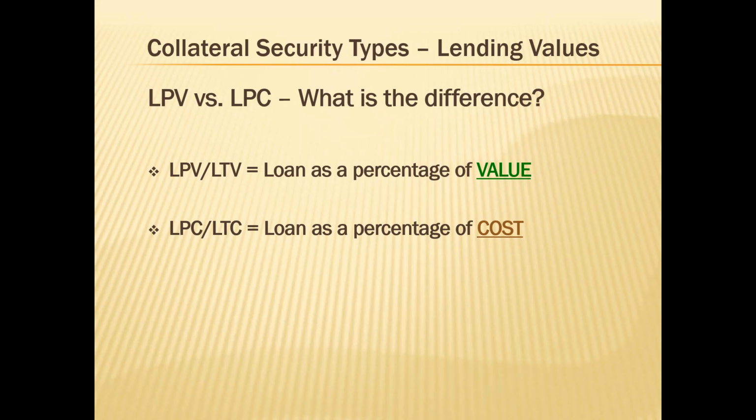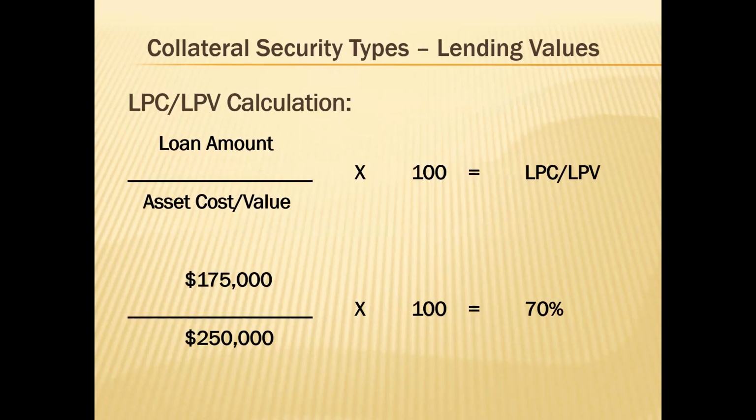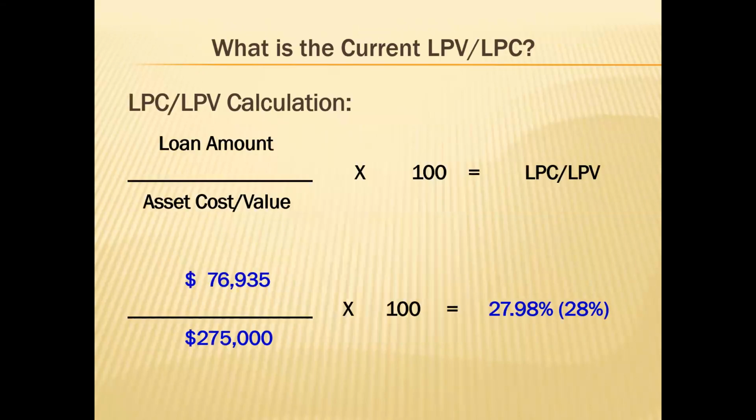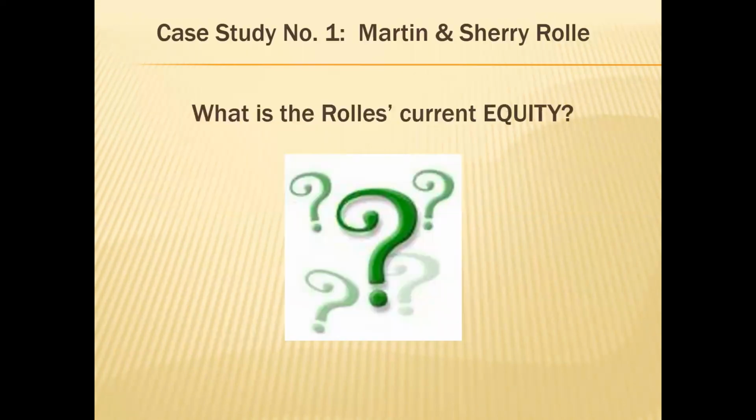Okay. Then we did a computation. We showed the formula for calculating the LPC or LPV. It's the loan amount divided by the asset cost or value, multiplied by 100. That will give us the LPC or LPV. There's an example in the book. So we did that. And then we looked at Martin and Sherry's role, and we did the LPV on them. And we said it was about 27.98 or 28%.